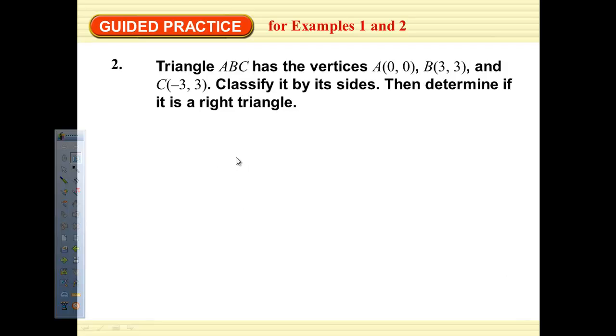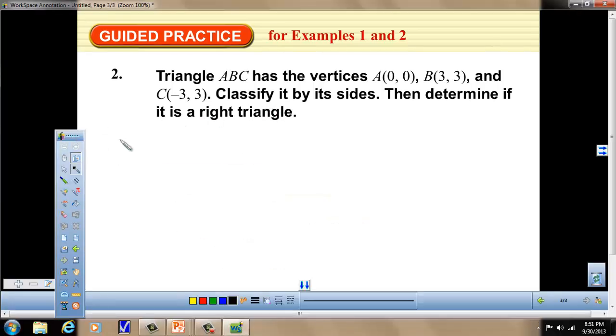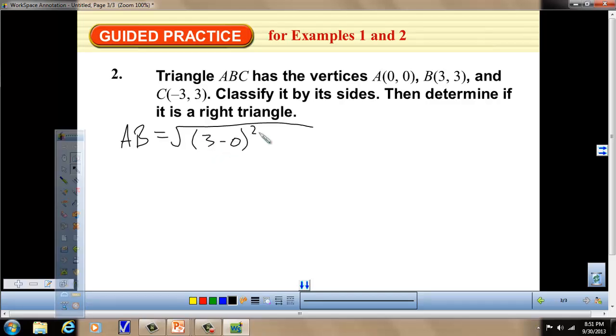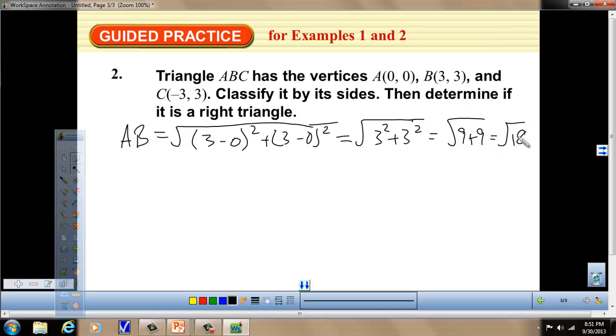And for this last one, it's very similar to the other example that I showed you. So to classify by its sides, I'm going to find AB, for example. And AB, we have 3 minus 0 squared plus 3 minus 0 squared. That gives me the square root of 3 squared plus 3 squared, which is equal to the square root of 9 plus 9, or the square root of 18. Of course, that is also the same as 3 rad 2.